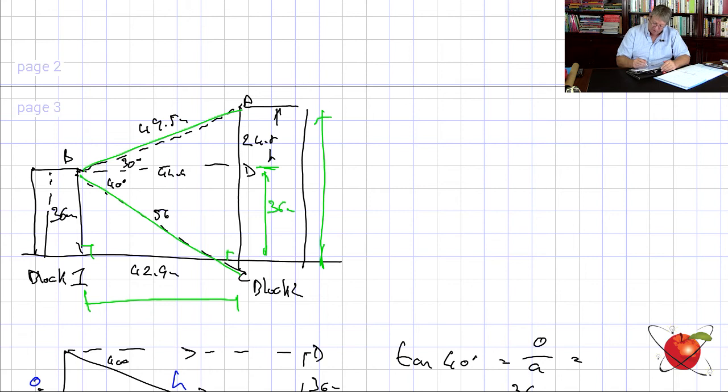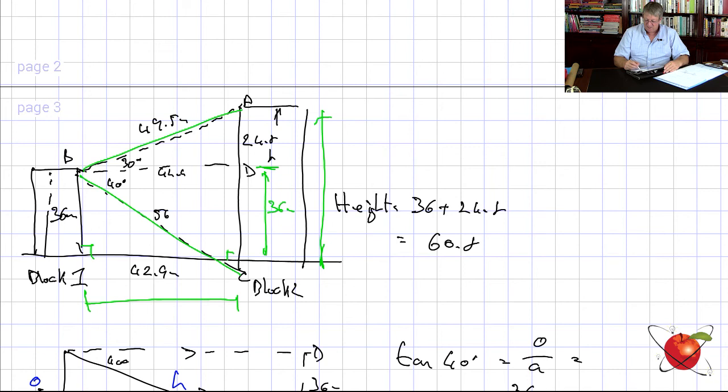Therefore, how high is tower block 2? Tower block 2's height is 36 plus the 24.8 that we just worked out. That's about 60.8. Okay, it's about 20 stories. I just divide by 3. Okay, 20 stories high. That one's going to be a little bit different.